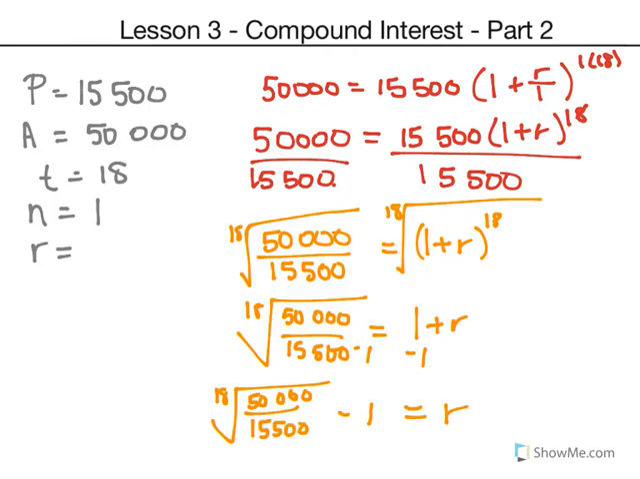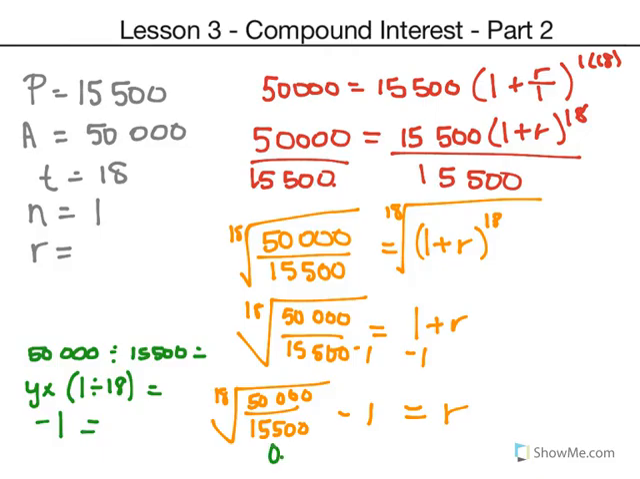The way that I would type it in is 50,000 divided by 15,500 equals, yx, bracket, 1 divided by 18, equals, minus 1, equals. There are lots of different ways you can type in your calculator, but that is just how I would naturally do it. And you should get 0.067 to be your rate, so 6.7%.